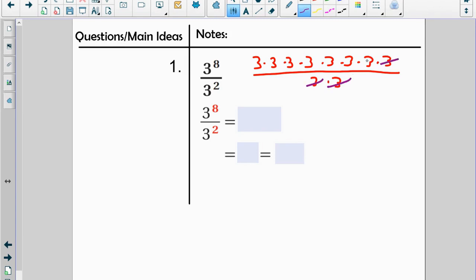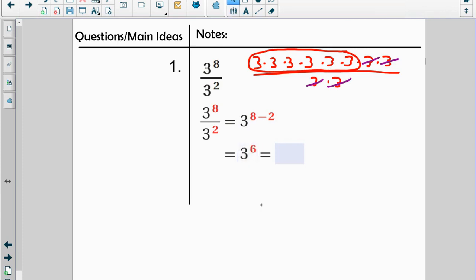We're canceling out common factors. So if I had 8 of them on the top and I canceled out 2 of the 3's with 2 of the 3's in the denominator, I am subtracting the exponents to tell me how many still remain. I had 3 multiplied by itself 6 times. My solution is 3 to the 6th power, which, since those are just numbers, we can actually multiply out. We'd get 729 if we did that, of course, using a calculator.